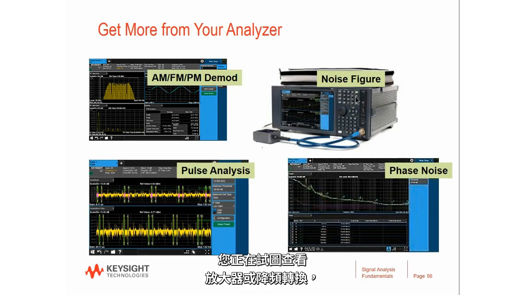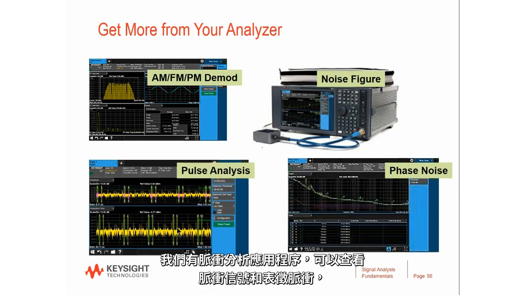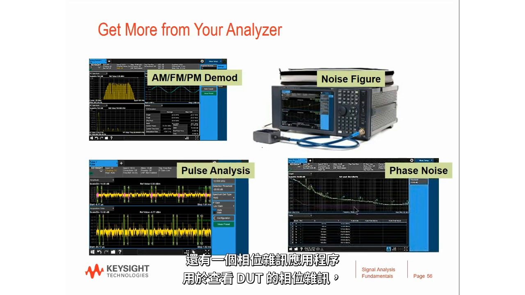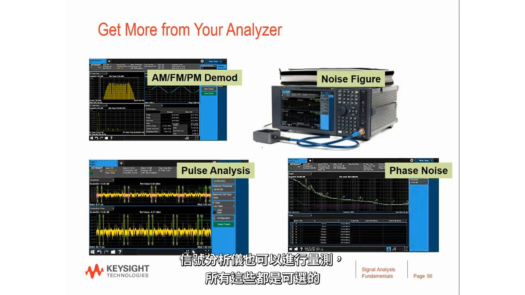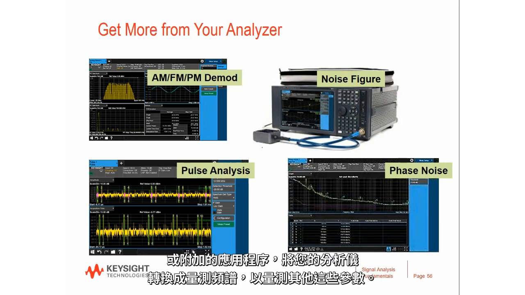You're trying to see how much noise an amplifier or a down converter adds to your signal in your DUT's processing chain. We have pulse analysis applications that look at pulsed signals and characterize pulses. There's also a phase noise application that looks at the phase noise of your DUT. A signal analyzer can make that measurement too. All it takes are optional or additive applications that turn your analyzer from measuring spectrums into measuring these other parameters.